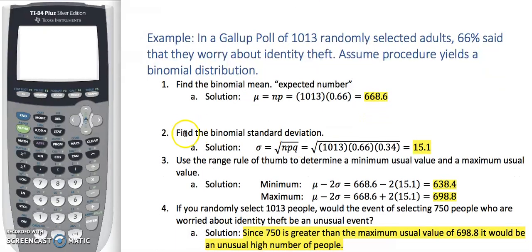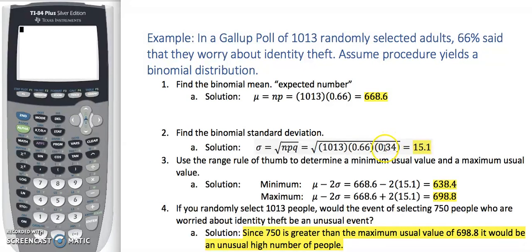So second question, find the binomial standard deviation. Well, that's sigma. And to calculate that, that's the square root of n times p times q, which is equal to the square root of 1,013, that's n, times 0.66, that's your probability that someone is worried about identity theft.